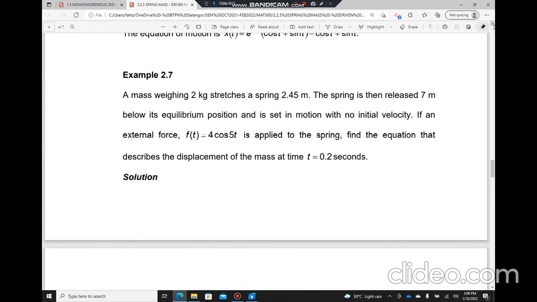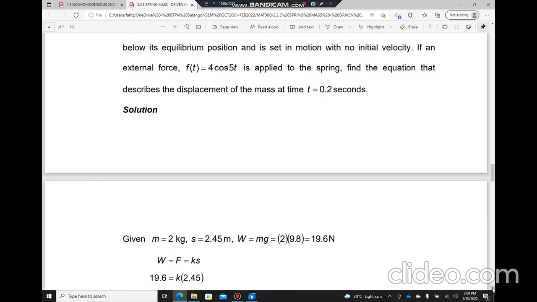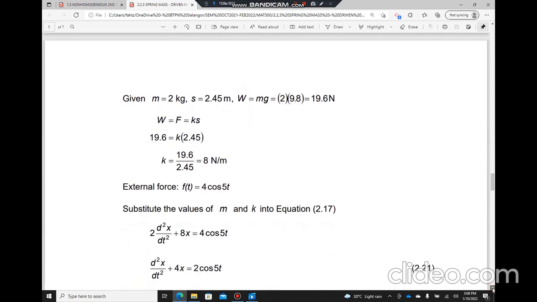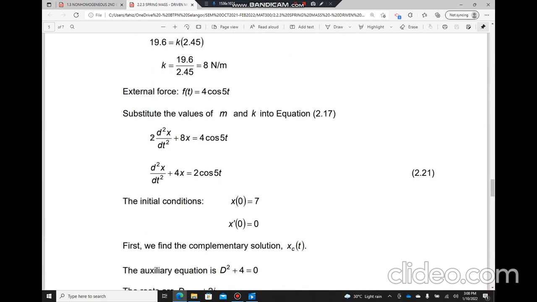So this case is without damping, because it really has no damping. This is like the case of undamped motion. So the equation is just m d²x/dt² plus kx equals f(t), where m is 2 and k is 8. Okay, the next step, you can simplify.